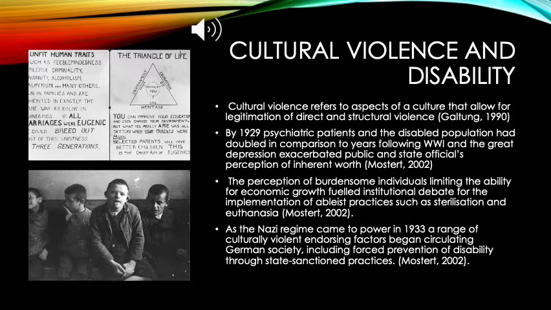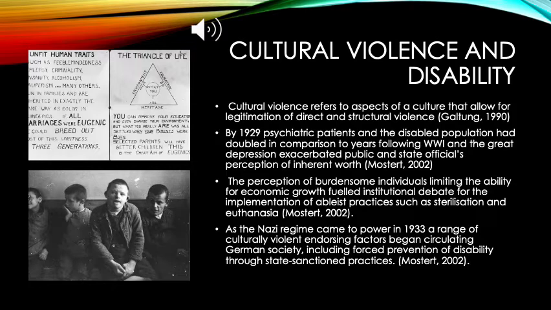Cultural violence itself creates legitimization of the use of violence because of negative aspects attributed to a specific group. In the case of disabled people in Germany, the inability to contribute to a growing economy, the highly costly care, and the disability itself became justifying reasons for annihilation through both structural and direct violence.